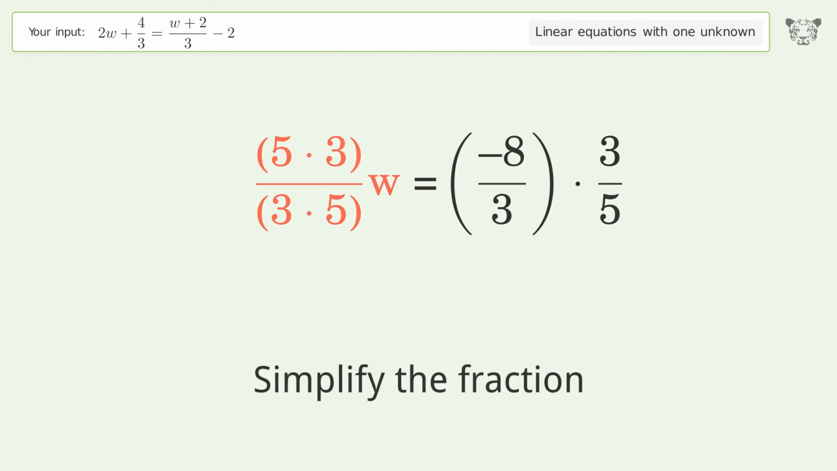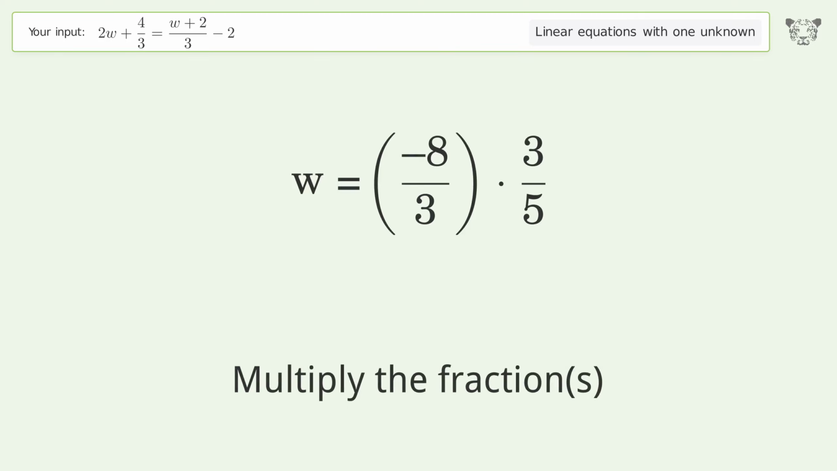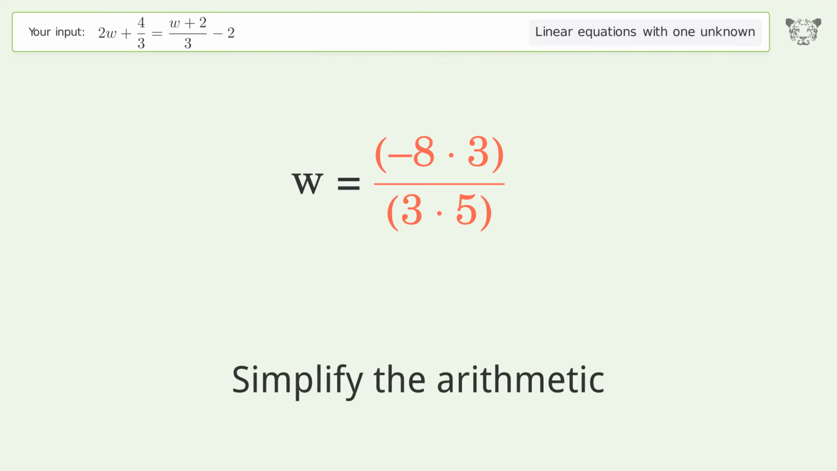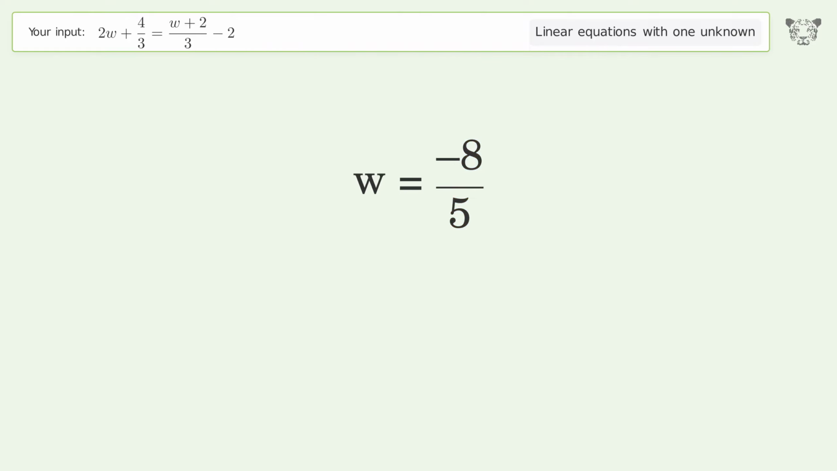Simplify the fraction. Multiply the fractions. Simplify the arithmetic. And so the final result is w equals -8/5.